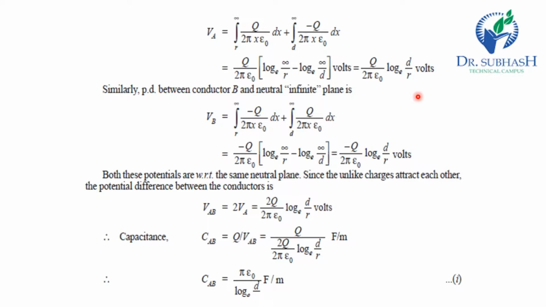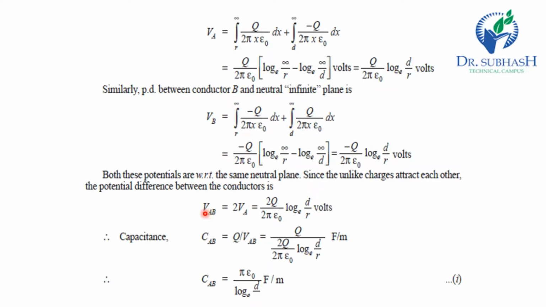Similarly, the potential difference between conductor B and the neutral infinite plane is the same as the equation for A. Both these potentials are measured against the same neutral plane, since unlike charges attract each other. The potential difference between the conductors, V_AB, is equal to 2V_A. So V_AB is equal to q by 2 pi epsilon 0 log d by r into 2.